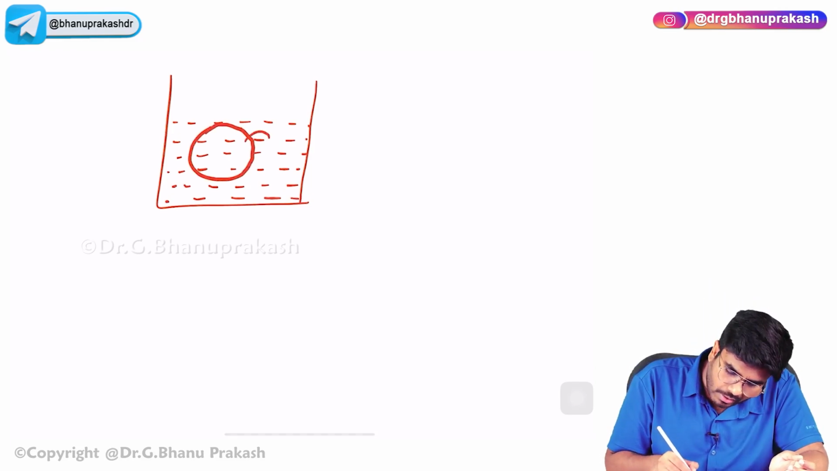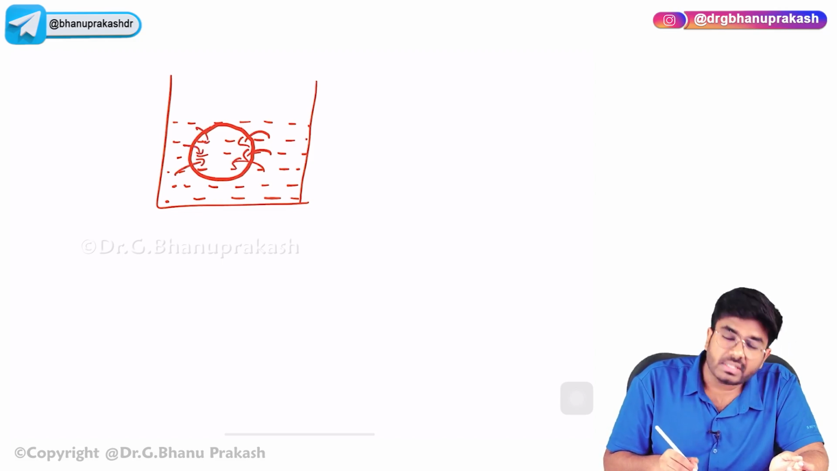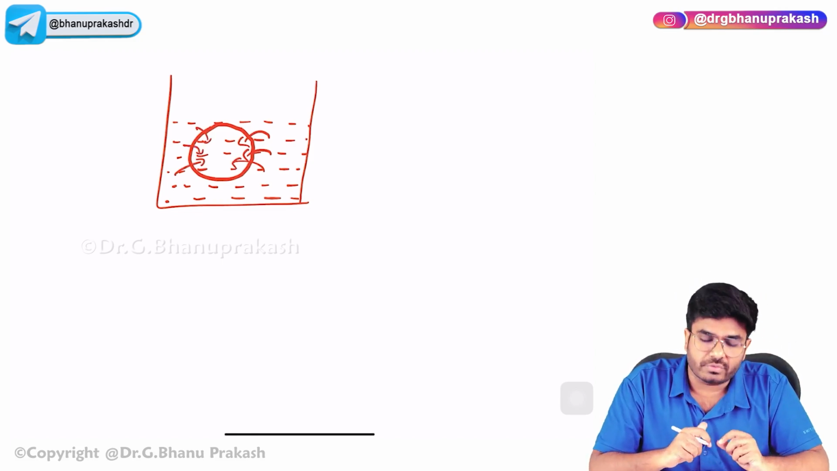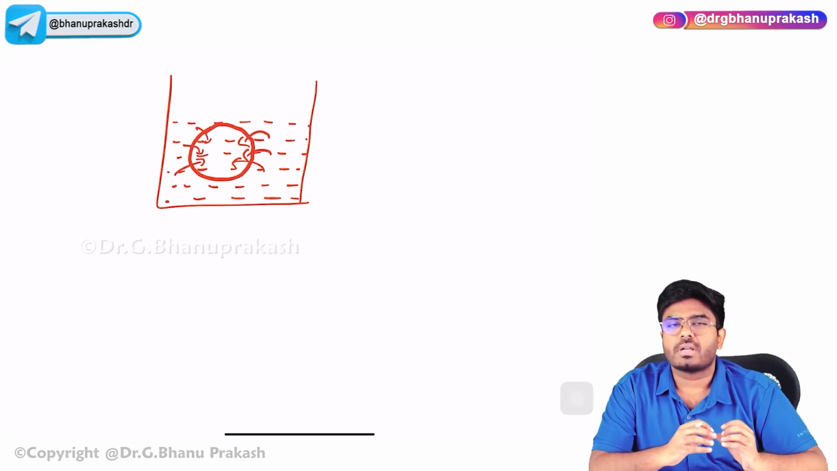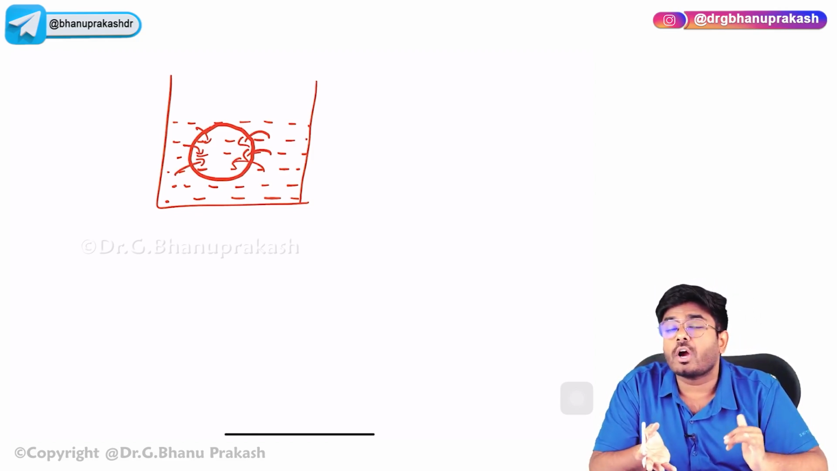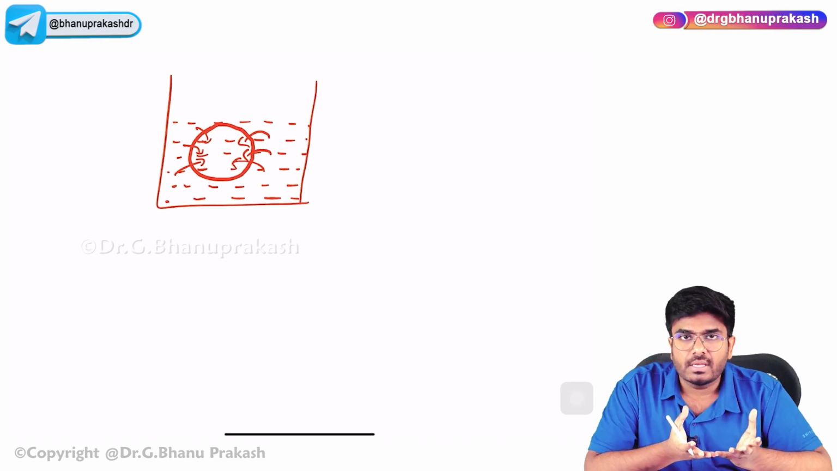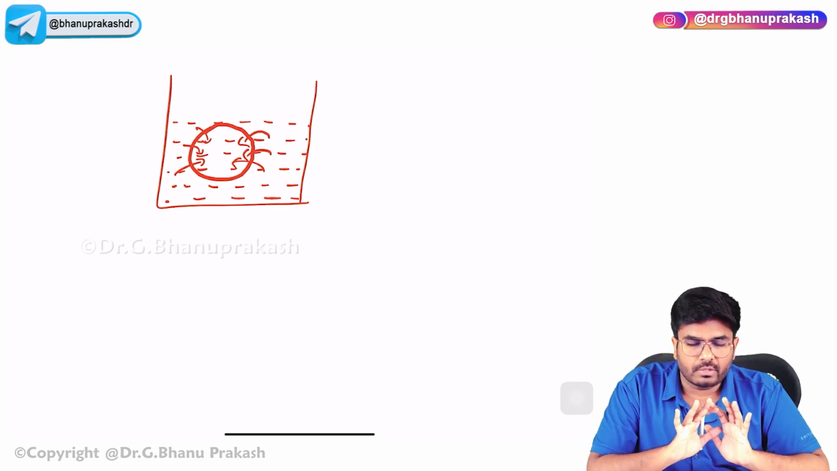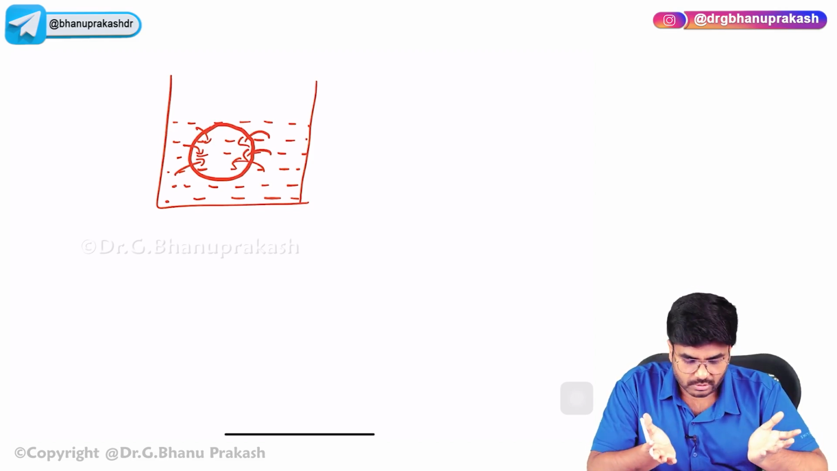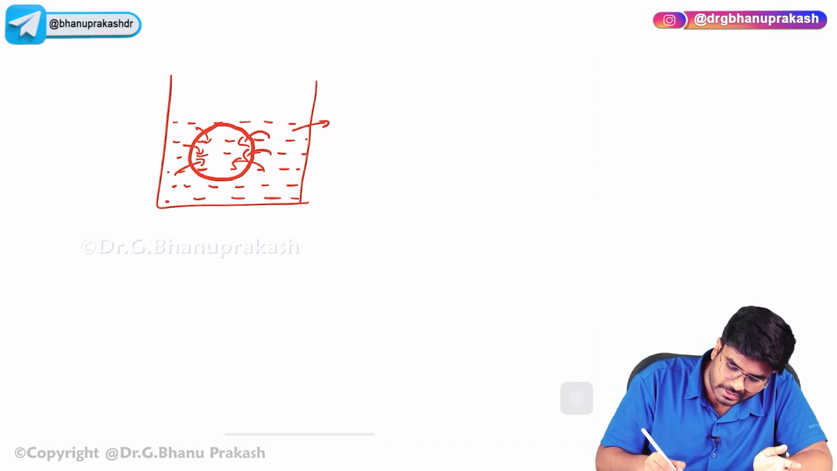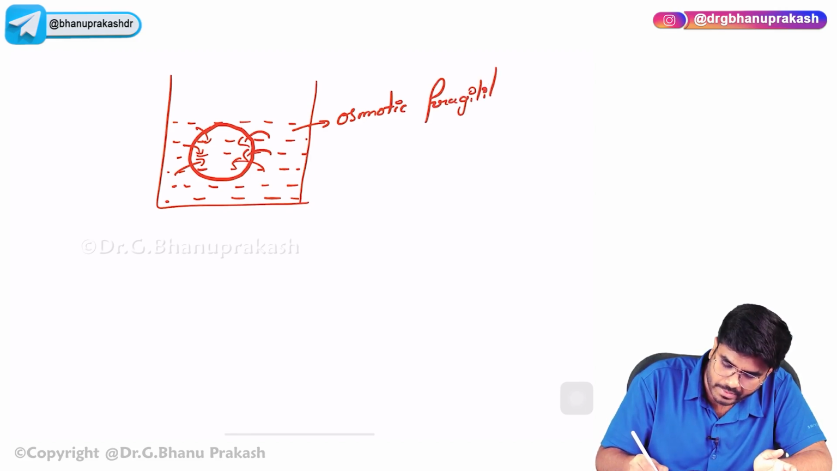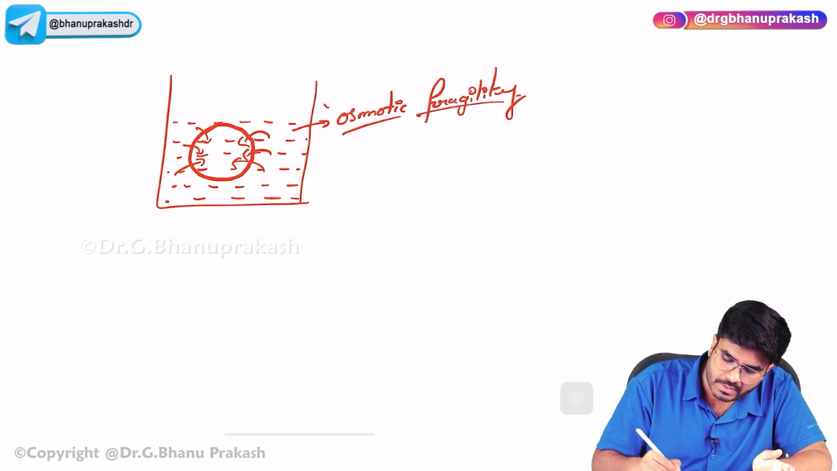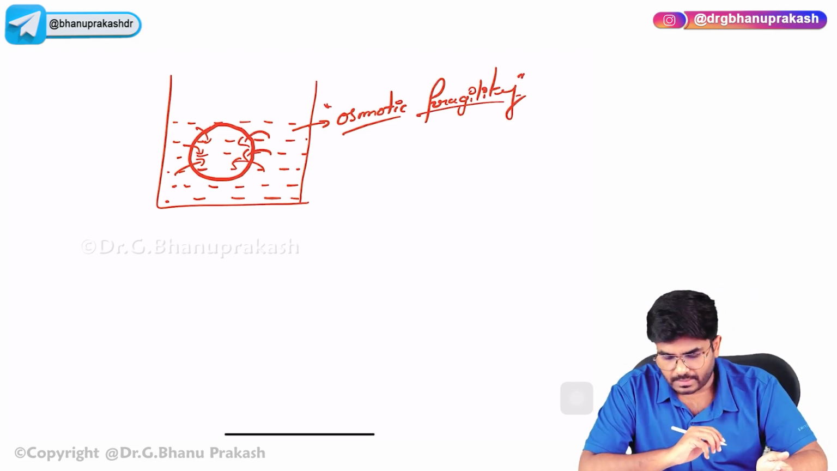Now when you keep these RBCs, yes, water will go, no doubt. But there is no space enough. So immediately RBCs will start to rupture, because they cannot accommodate any water, as they do not have enough space. So there will be osmotic fragility. Osmotic fragility is going to be seen in this patient.